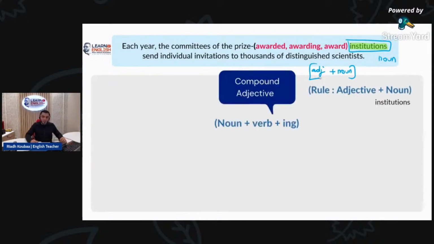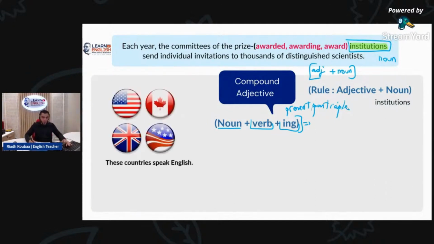So here the examiner wants to test our knowledge about the compound adjective, which is noun plus verb plus ing, and this is called present participle, not past. It's the present participle. Let me give you an example before doing the one we have in the question. The United States, Canada, Australia, and other countries in the world speak English. So these are English speaking countries. This is the compound adjective.